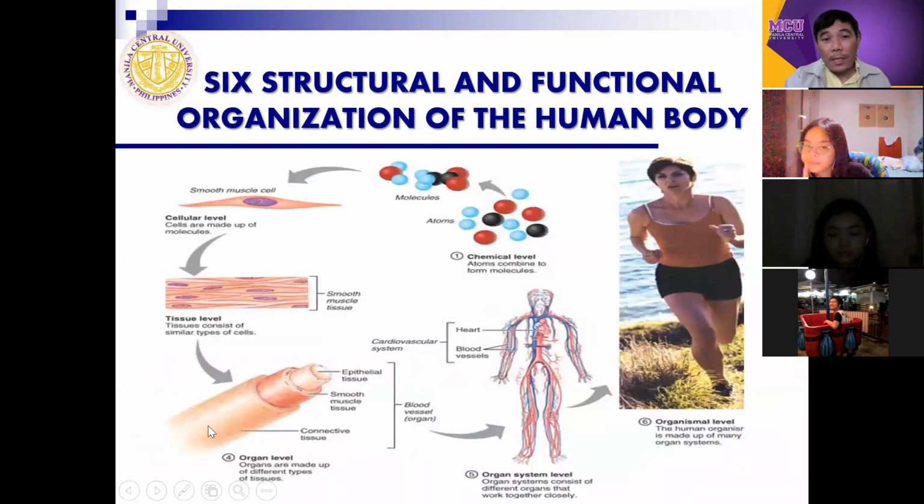Now, let us connect on a perspective on how it started, on how we will apply the six structural and functional organization. Example, di ba? We have number one, the chemical level. We have the atoms combined to form molecules.